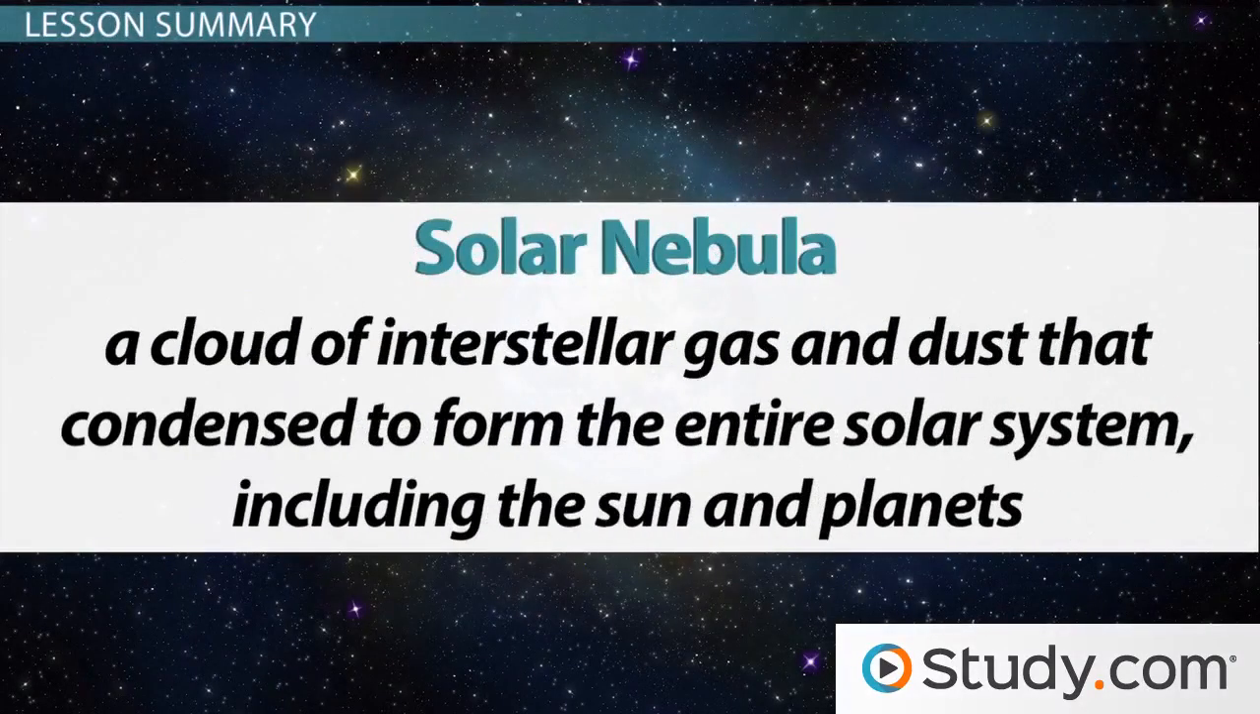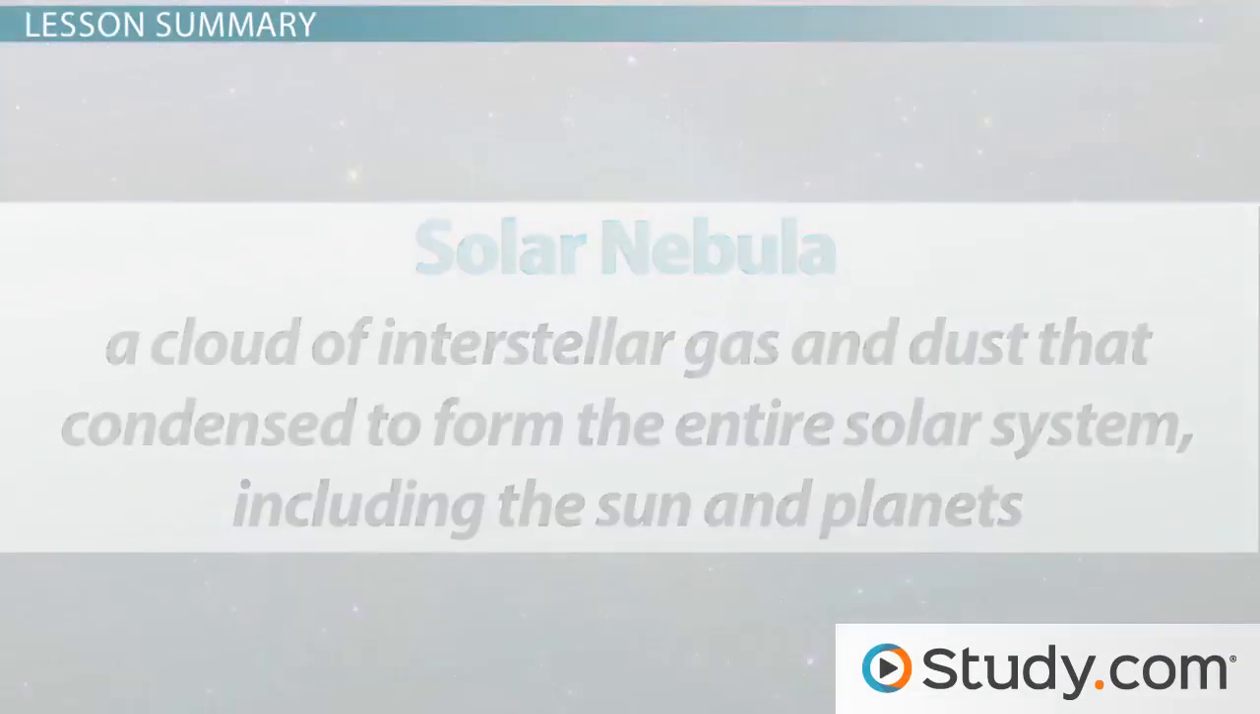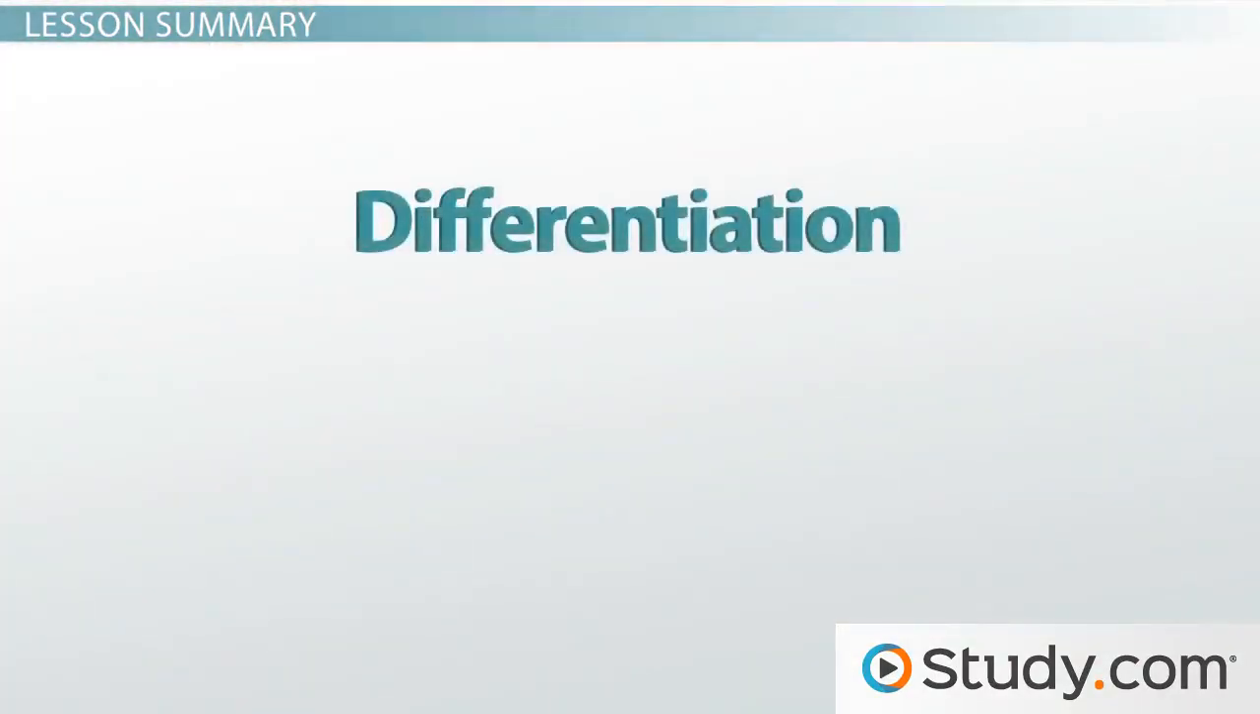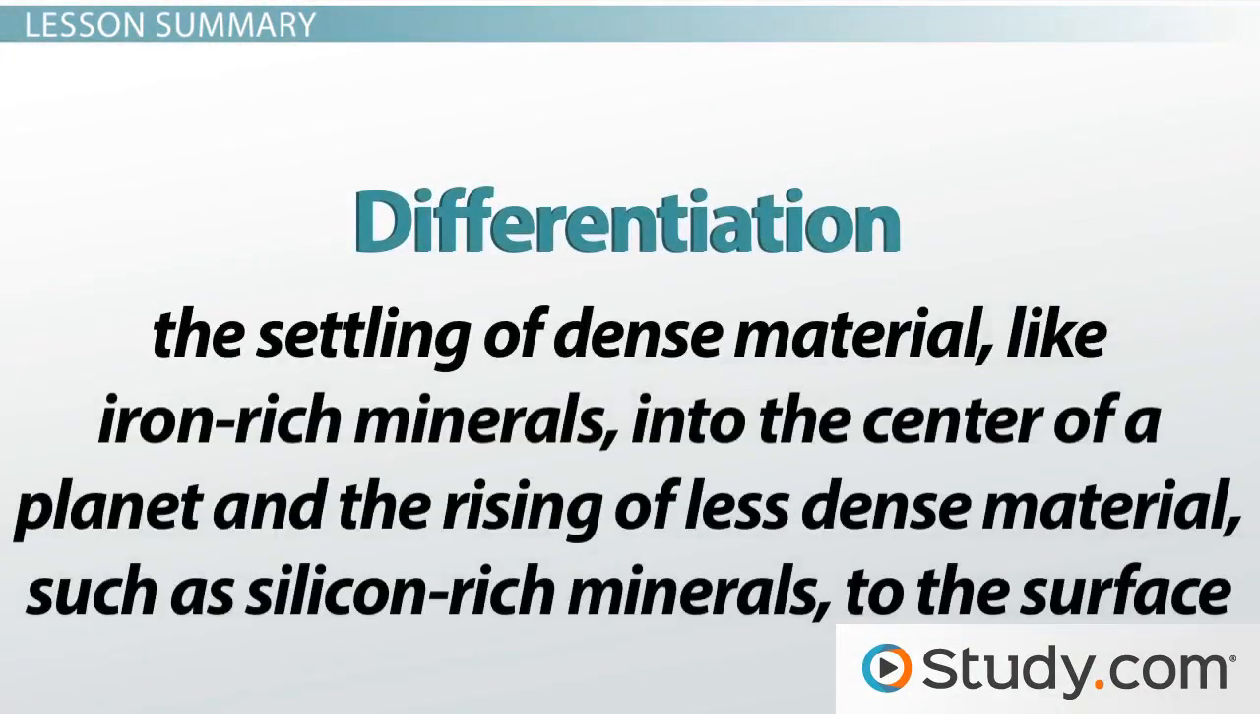The solar nebula is a cloud of interstellar gas and dust that condensed to form the entire solar system, including the sun and planets. The planets themselves underwent 4 stages of evolution. The first stage of planetary development is called differentiation, the settling of dense material, like iron-rich minerals, into the center of a planet and the rising of less dense material, such as silicon-rich minerals, to the surface of one.